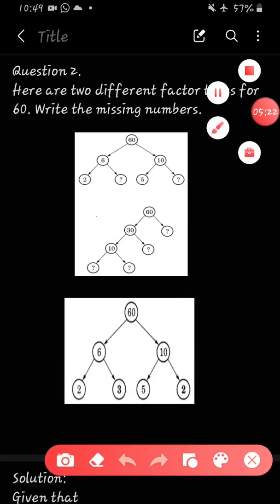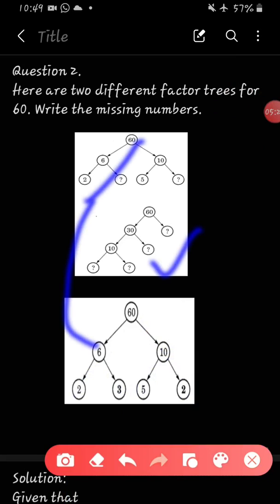Okay, this one you do by yourself. This one I have already done here. Hope you have understood this. The solution I am showing in the next part.